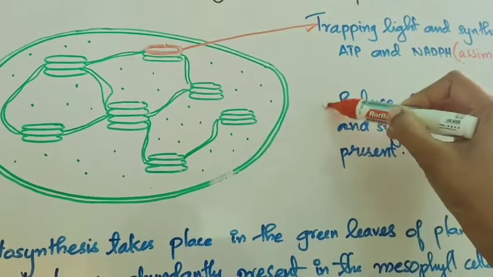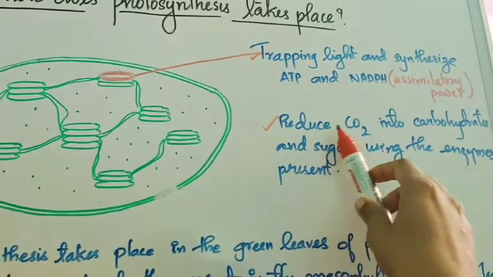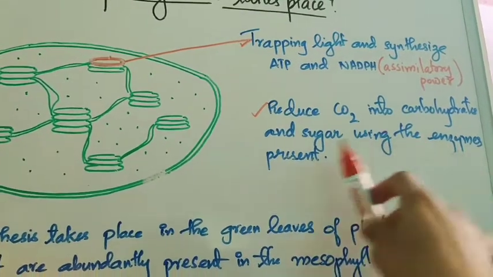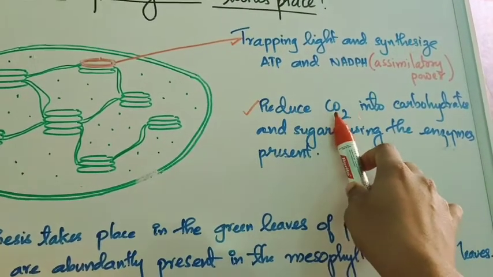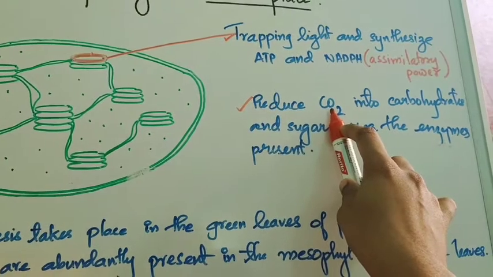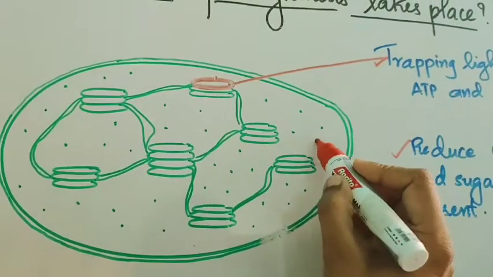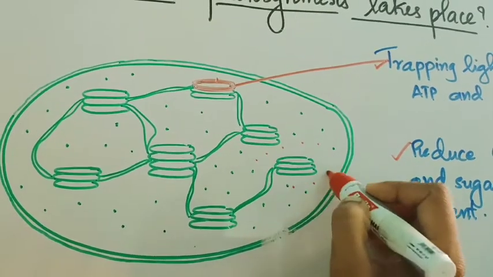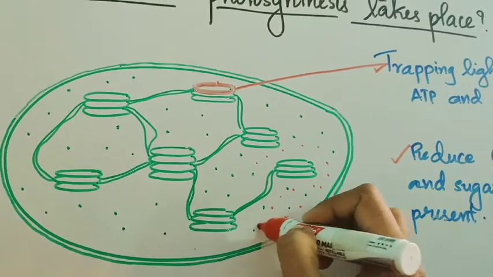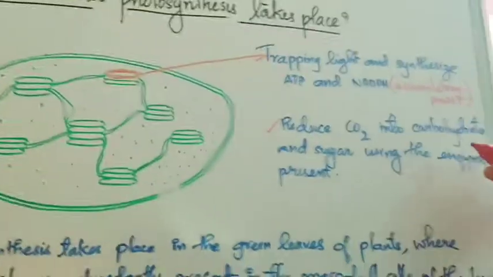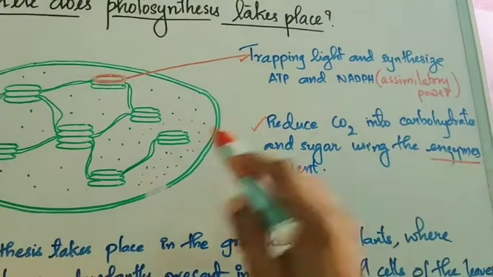Then the next step is reduction of carbon dioxide into carbohydrates and sugar using the enzymes present. The next step is conversion of carbon dioxide into carbohydrate and sugar. This takes place in the stroma of chloroplast. Why? The stroma contains many enzymes.